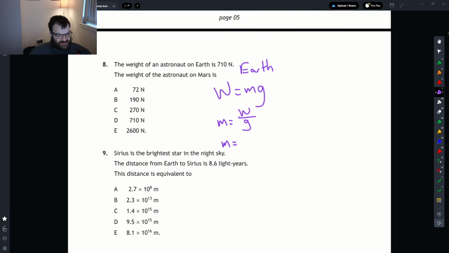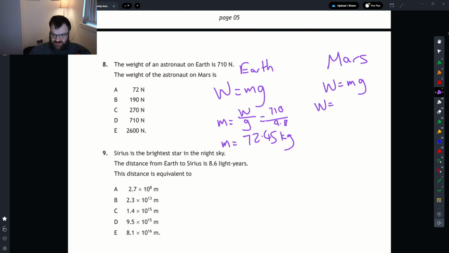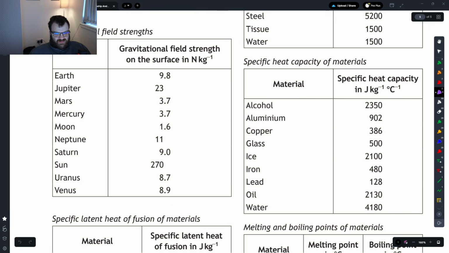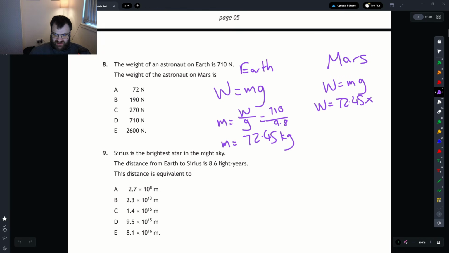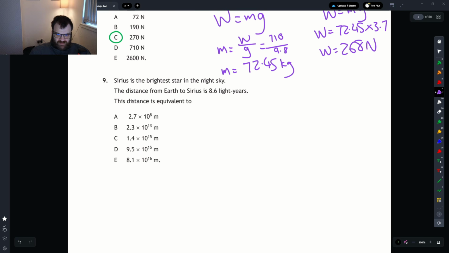So we've got 710 divided by 9.8. That comes out as 72.45 kilograms. And then on Mars, W equals mg. So the weight will equal 72.45 multiplied by Mars' 3.7 newtons per kilogram, 268 newtons, rounded to 270, giving you C.